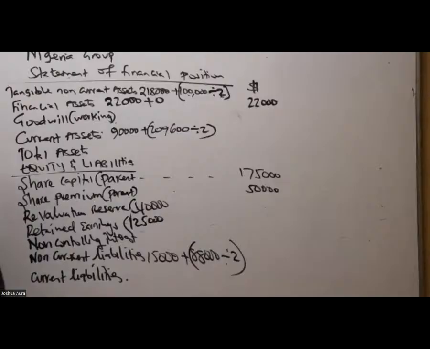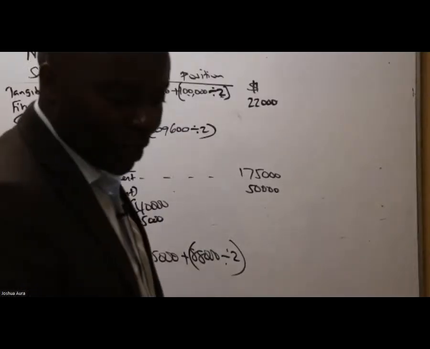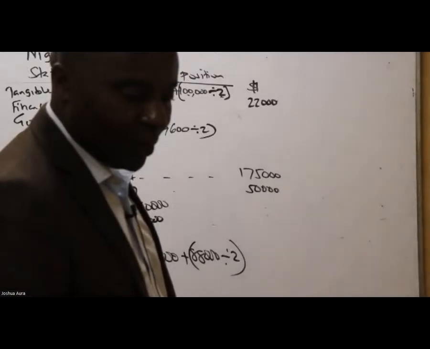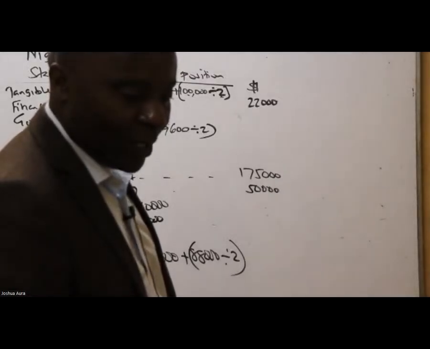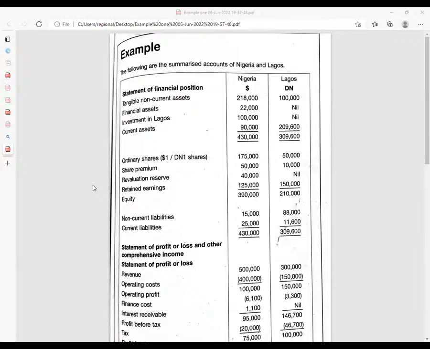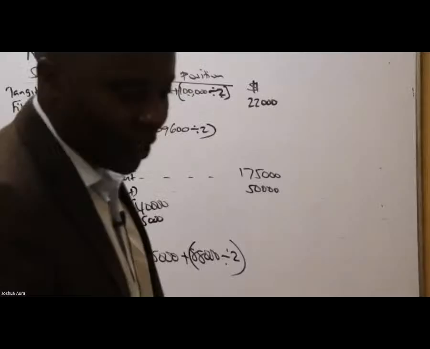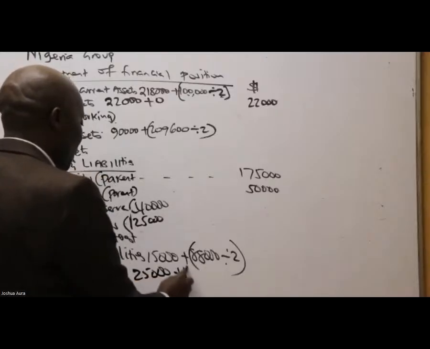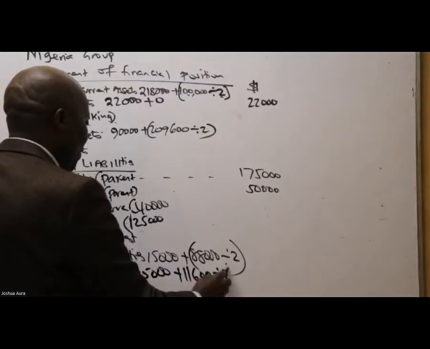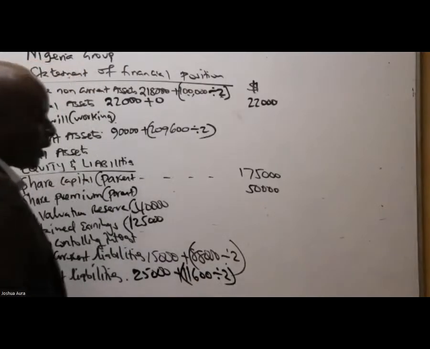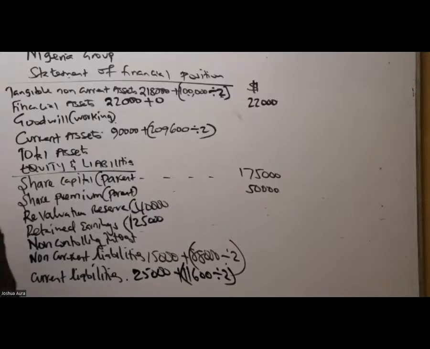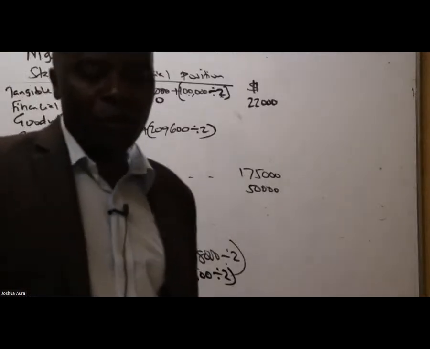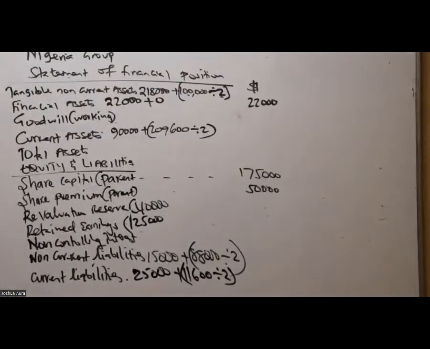Go straight away to the current liabilities. Under current liabilities I can see 25,000 plus 11,600. But for purpose of having the same currency, this one has to be retranslated at the closing rate. Ladies and gentlemen, after you do that, what will be the next thing to be done? Listen to me very well. Now we embark on the workings.